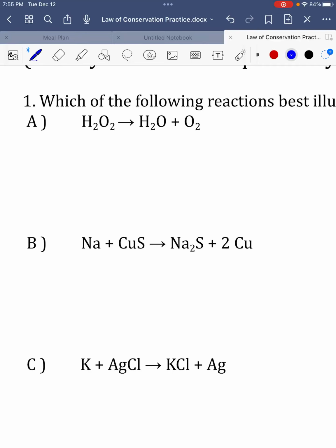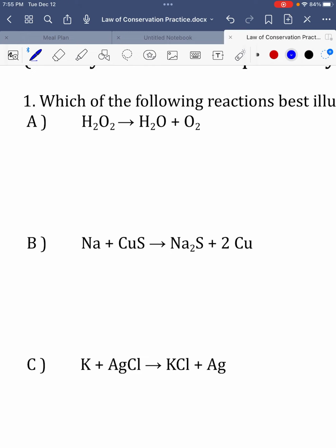Hey guys, I'm going to do a quick video to show you how to work these problems to determine if the equation is balanced on both sides, which means that it follows the law of conservation of matter. If the atoms are not equal on the reactant side and the product side, then it does not follow the law of conservation of matter.